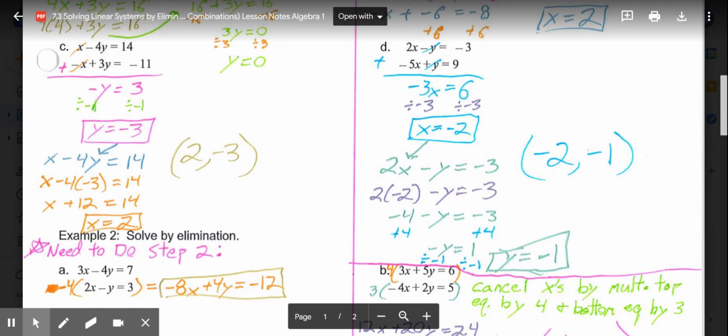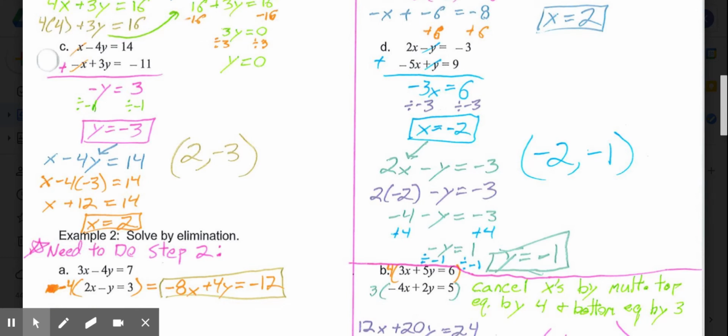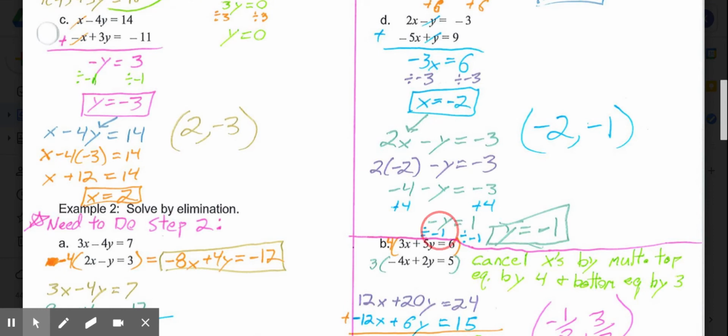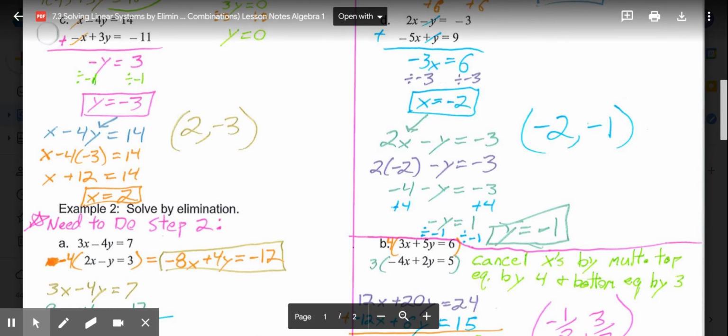I use the top. So 2x minus y equals negative 3. 2 times negative 2 minus y equals negative 3. So negative 4 minus y equals negative 3. Add the 4 to each side. Divide by the negative 1. And y equals negative 1. So our ordered pair answer is negative 2, comma, negative 1.